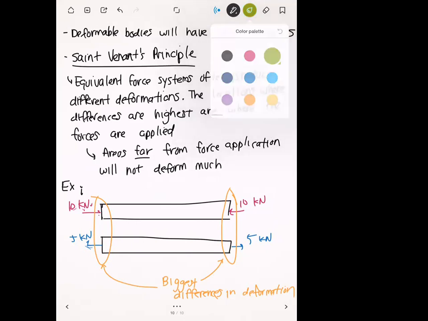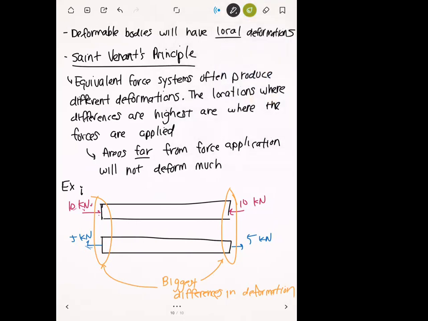Okay. But let's look at the region of the bar that's farthest away from the force application. In this case, the region that's farthest away from the areas of force application is right in the middle. And so if you just look at the middle of these bars and zoom in on both, you probably wouldn't be able to tell one from the other, because the middle is so far away from where the force is being applied that the middle doesn't really have any changes in deformation between the two. Okay.